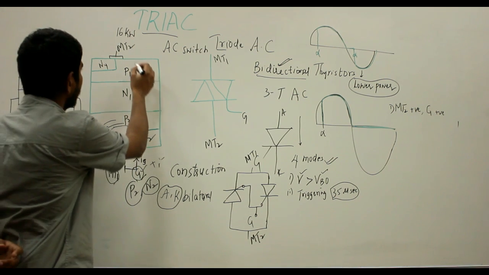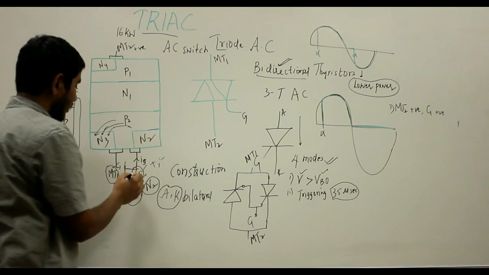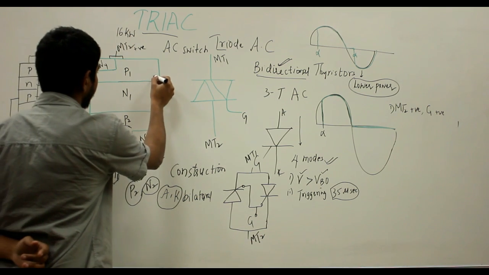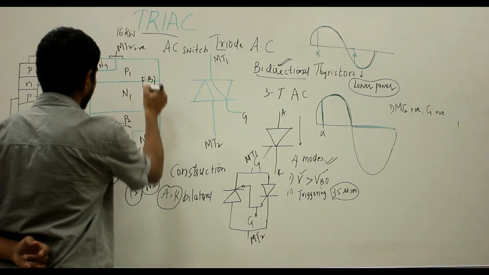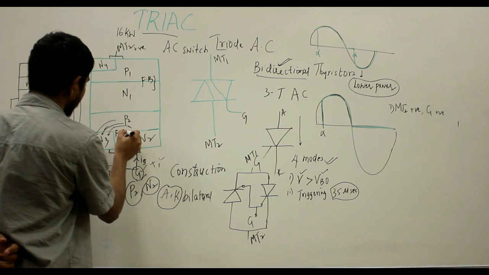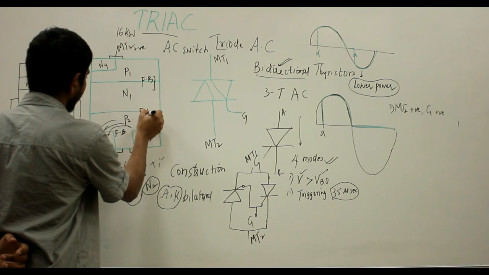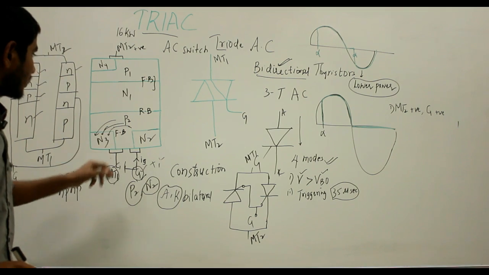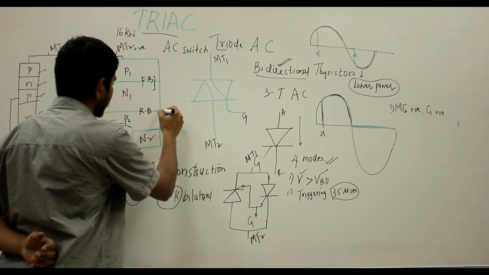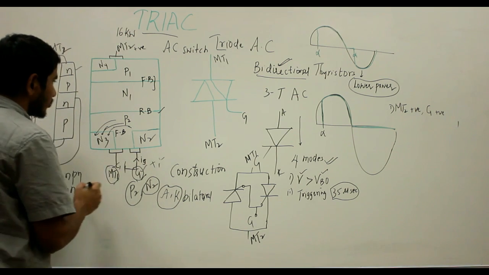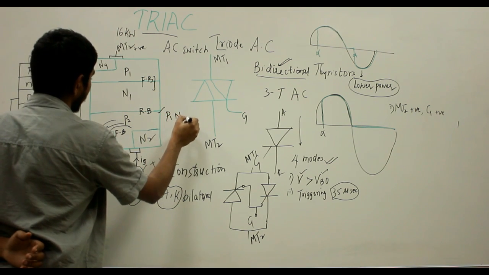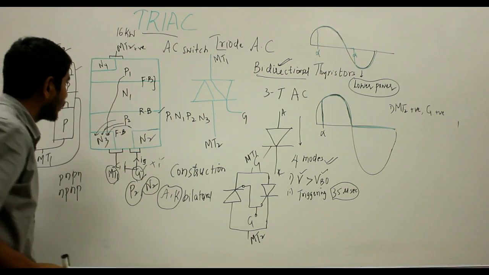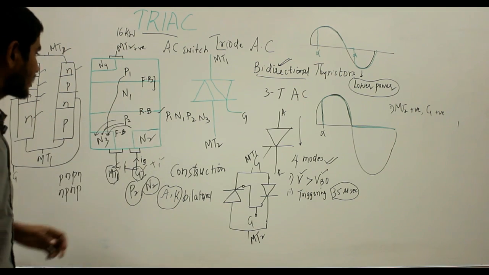Here, as MT2 is positive and the gate is also positive with respect to the main terminal T1, that is MT1, this will be a forward bias junction and this will be a forward bias junction, whereas N1P2 will be a reverse bias junction. The charge carriers injected into the P2 layer will break down the reverse bias region, and the current starts flowing through the path P1, N1, P2, N3. This will be the current path once the reverse bias region breaks down.